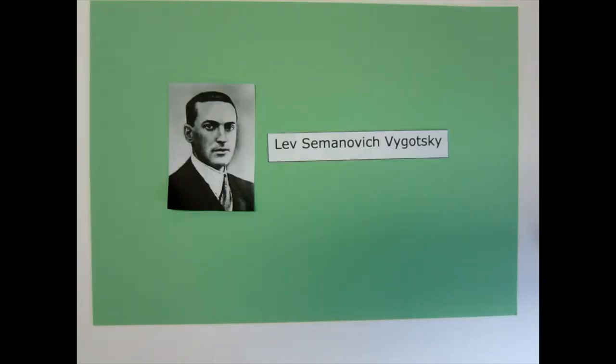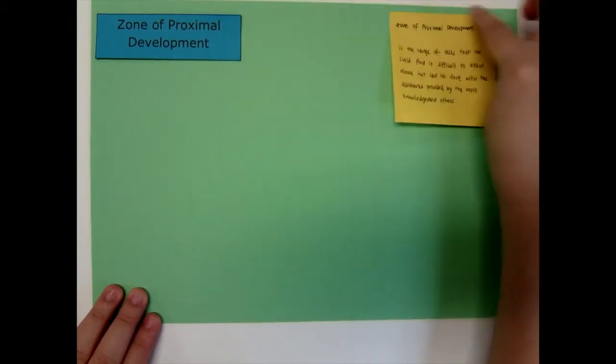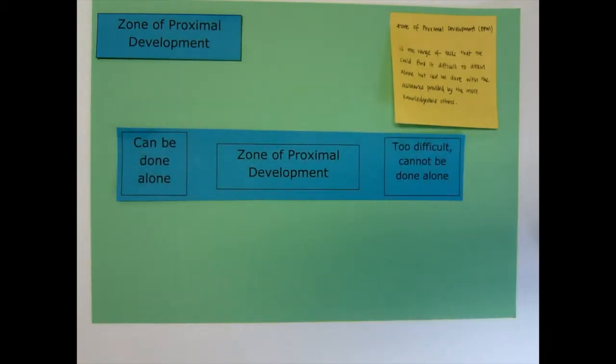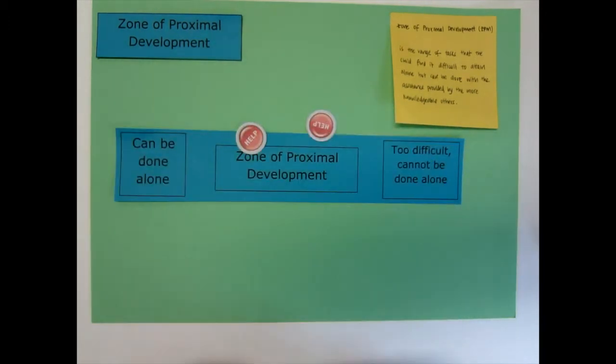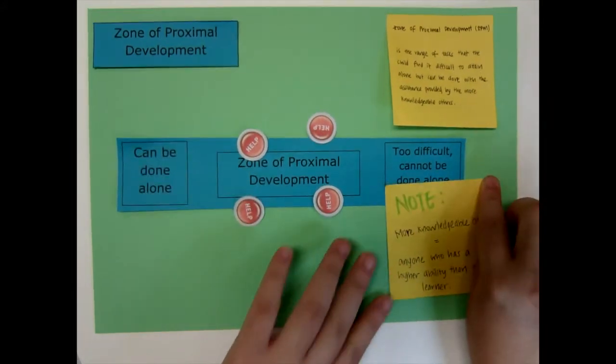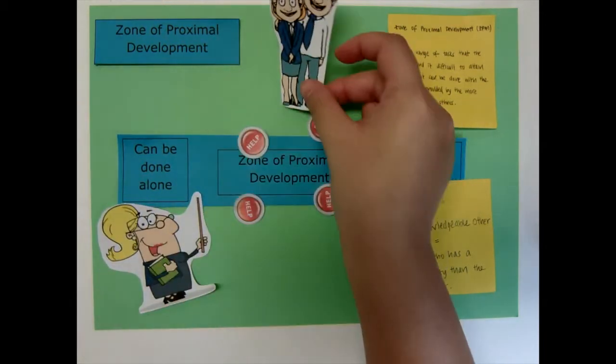Another alternative to Piaget's theory is Vygotsky's theory. Now, let's talk about the zone of proximal development. The zone of proximal development is the range of tasks that the child finds difficult to attain alone, but can be done with the assistance provided by the more knowledgeable others. Note that more knowledgeable others can be anyone who has a higher ability than the learner, for example, the teacher, parents, or even their classmates.